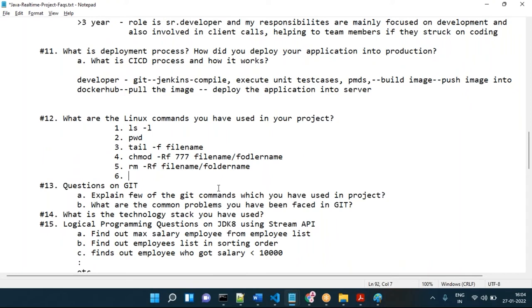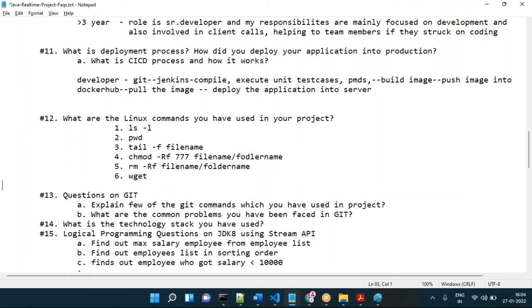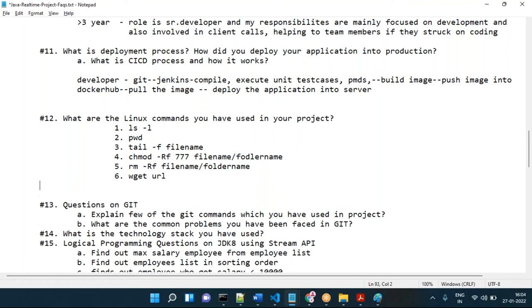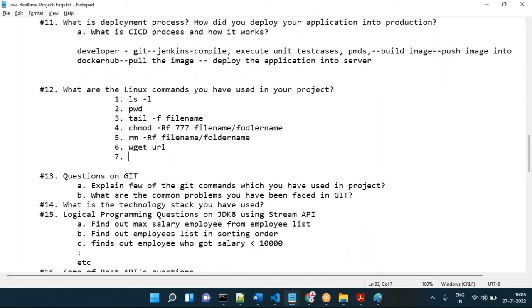You have to explain in front of the interviewer. The interviewer feels like, yes, this guy is really experienced. Also wget with a URL to download any software from the internet, and so on. So many Linux commands are there. You should be able to explain all these commands, team.